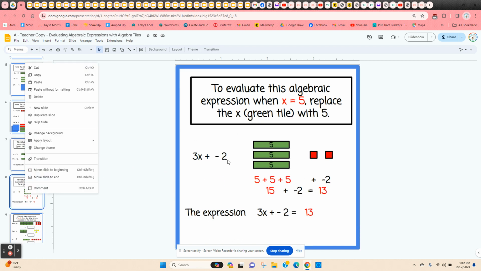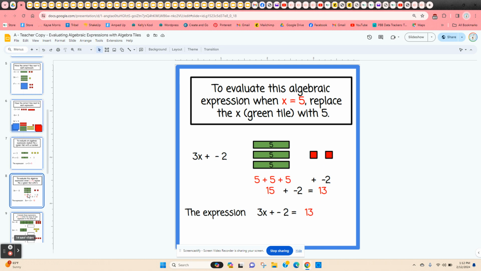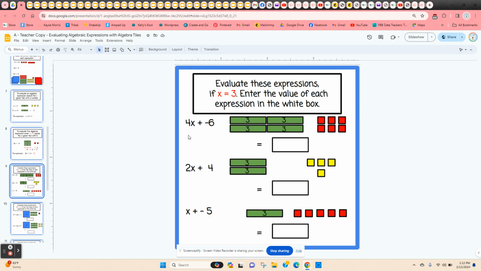Now we've got another example here, 3x plus -2. The x's are the green pieces, so we're going to replace them with 5. So we've got 15 plus -2, and that would give us an answer of 13. Now students are going to evaluate these expressions, and they're going to type their answer in the box. So here we've got 4x plus -6, and we're going to replace the x's with the value of 3. So that would give us 12, -6, and our answer would be 6.